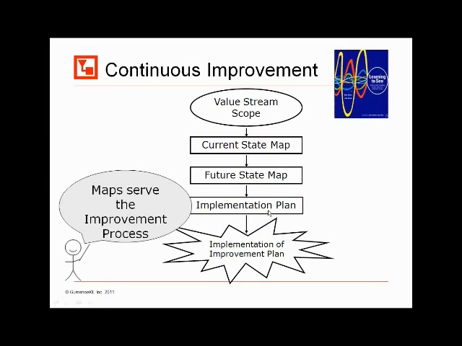You're always going to have waste in any process. You're never going to eliminate it completely. So this just repeats itself after every implementation plan has been completed. So maps serve a critical kind of bird's eye view of the overall value stream and the waste in the value stream, and they serve this continuous improvement process.